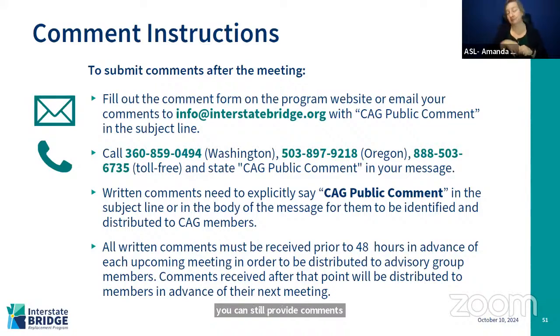Reminder as to how you can submit public comment via written form. Fill out the comment form on the program website or email your comments to info@interstatebridge.org with CAG Public Comment in the subject line. You may also call 360-859-0494 for our Washingtonians, 503-897-9218 for our Oregonians, or our toll-free number, which is 1-888-503-6735. Please do state CAG Public Comment in your message.